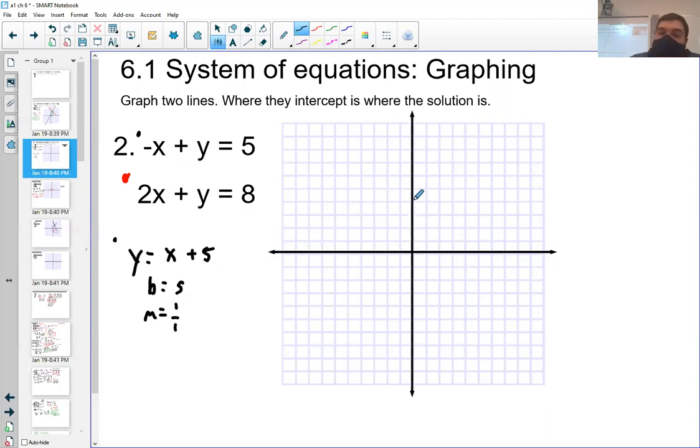1, 2, 3, 4, 5 up. Oh, I should say I made y by itself by adding x on both sides. I should have said that. So then it's going to be up 1, right 1, up 1, right 1, up 1, right 1. Of course, you should go backwards too: left, down 1, left 1, down 1, left 1, down 1, left 1.